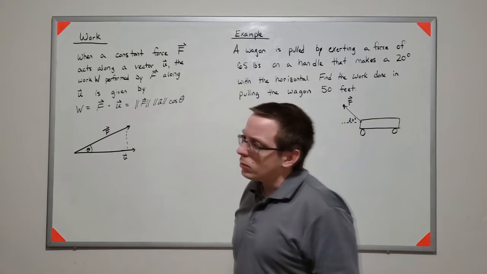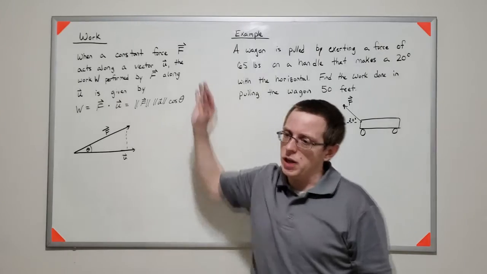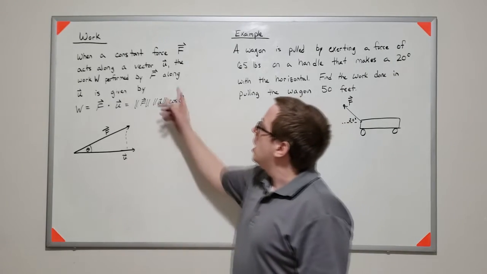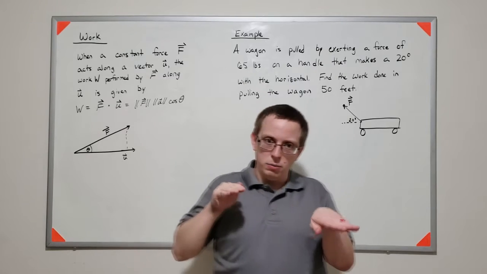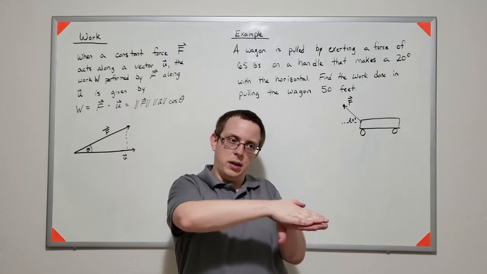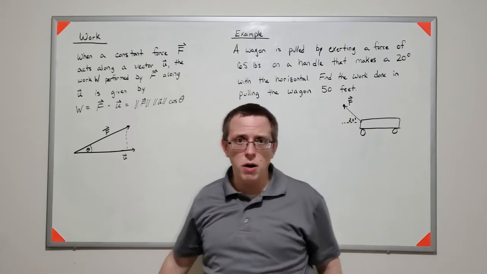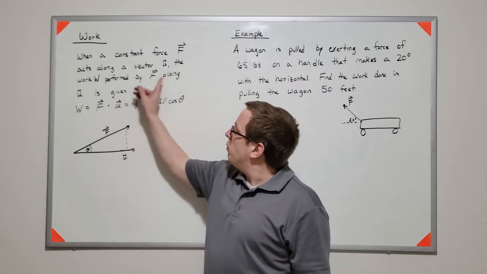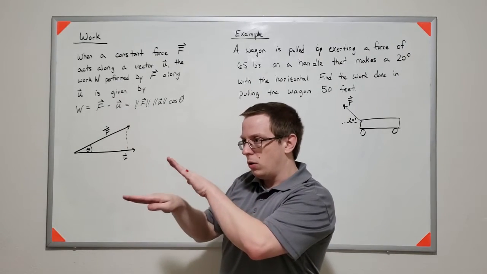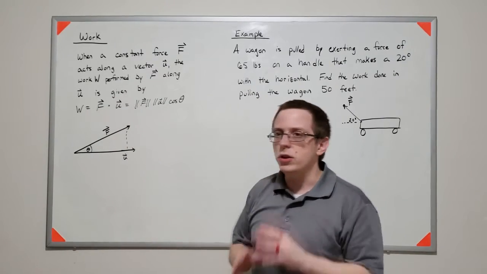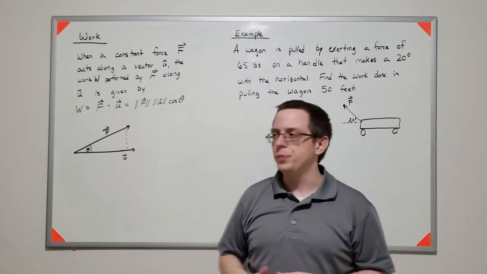So when we think about work, if we take just a constant force vector, it doesn't change over time, just a constant force, and we act along a vector u, but we don't act parallel to u, we act maybe at some offsetting angle. Maybe parallel, but could be some offsetting angle. If we perform work with that vector f along u, then the total work done is given by the dot product f dot u.